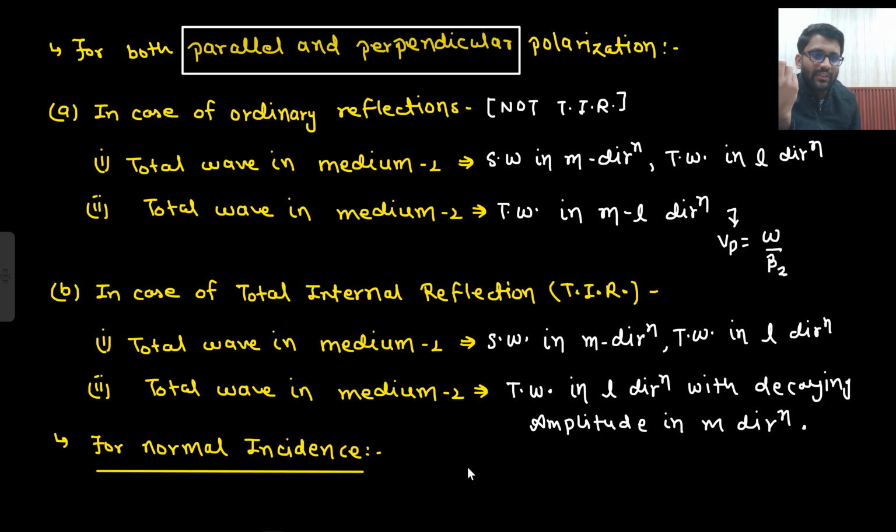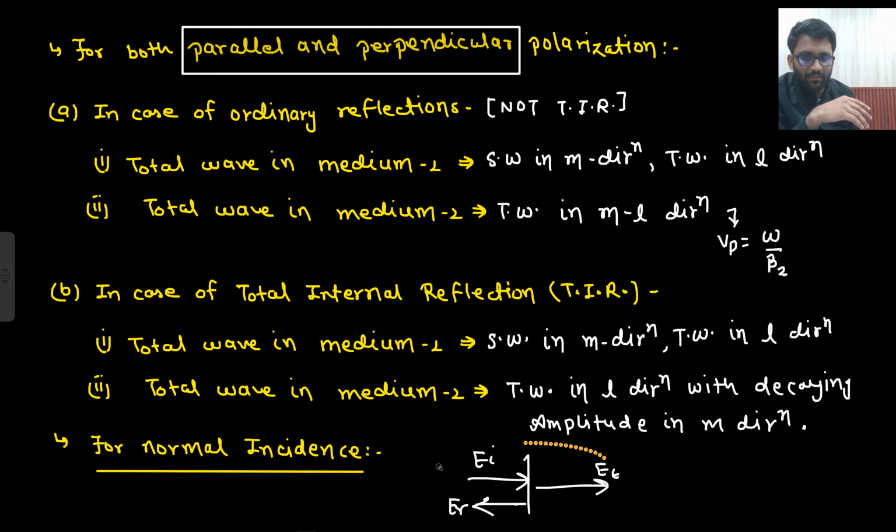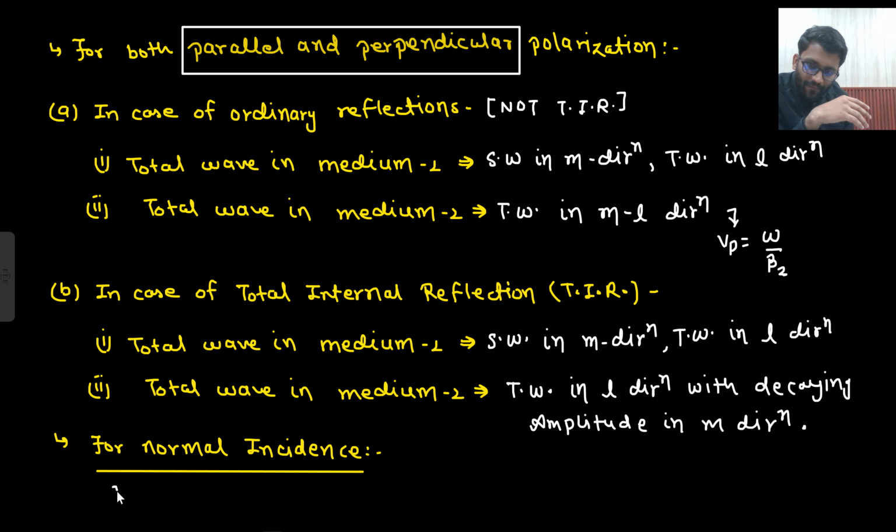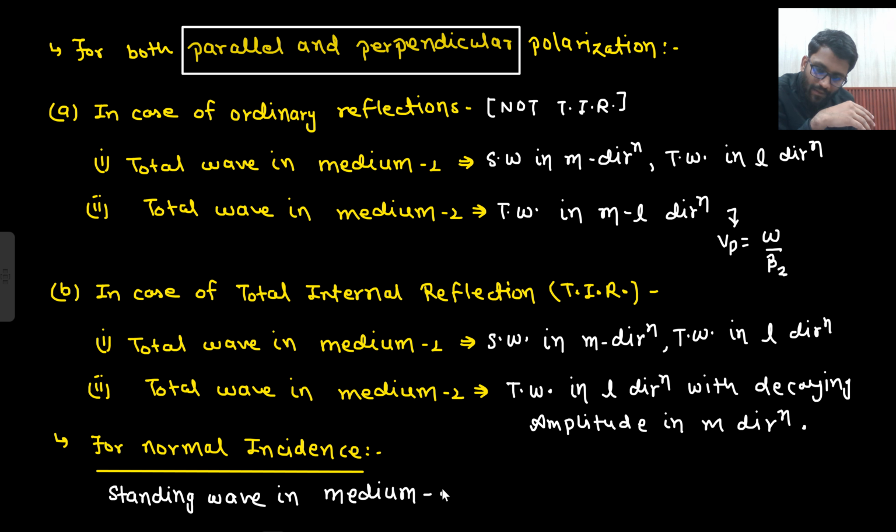Now for normal incidence, what was the case? If you remember the case for normal incidence, there was standing wave in medium 1 and traveling wave in medium 2. This was the incident wave, this was the reflected wave, and this was the transmitted wave. So the transmitted wave was the normal wave. In medium 1, the incident and reflected waves combined were making a standing wave. So standing wave in medium 1 and traveling wave in medium 2.